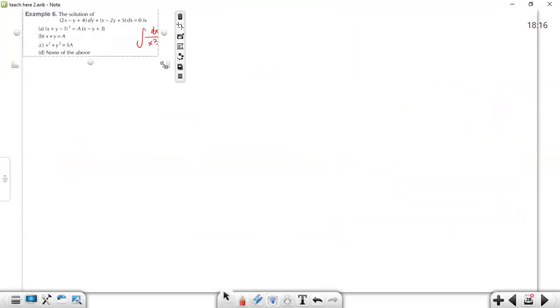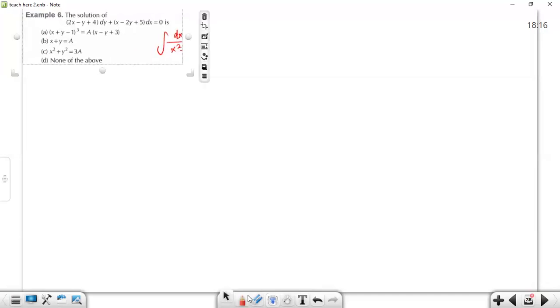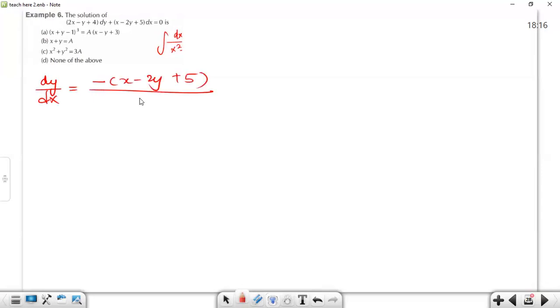So here is our question. dy over dx now became minus of x minus 2y plus 5 over 2x minus y plus 4. Now looking at the degree of these variables, we know this has the potential of becoming a homogeneous differential equation, but there are some constants. So for that, we'll use a method.